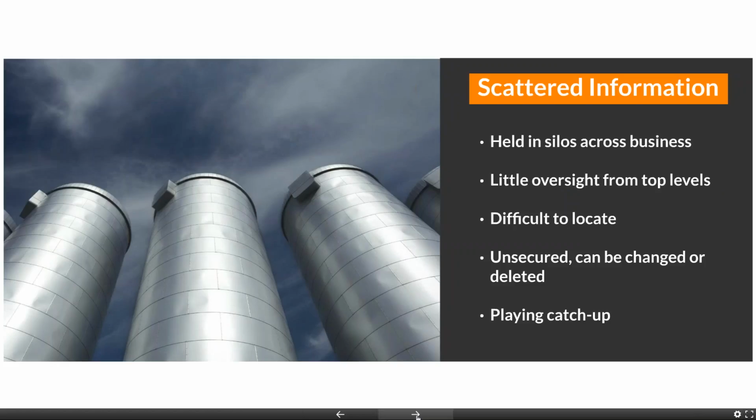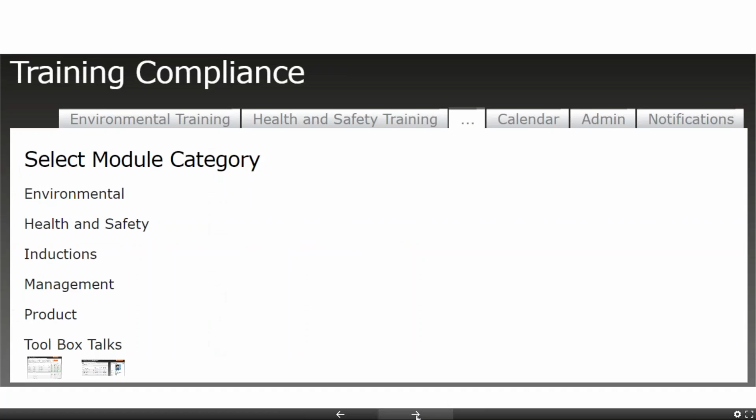With the scattered information this creates, information may be held on a site-by-site or department-by-department basis. What that really creates is a lack of oversight from the top levels. Again, your certificates can be difficult to locate, but more importantly, Excel spreadsheets and paper are not the most secure way of storing data. A couple of wrong keystrokes and someone may have accidentally deleted a whole bunch of your training information. So the idea is how a system can help you retain that information in a very secure way.